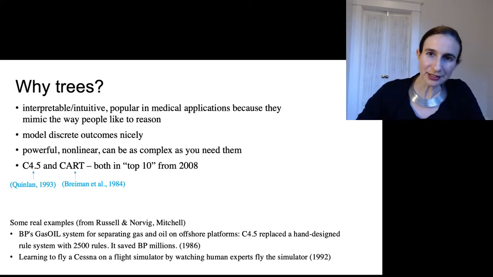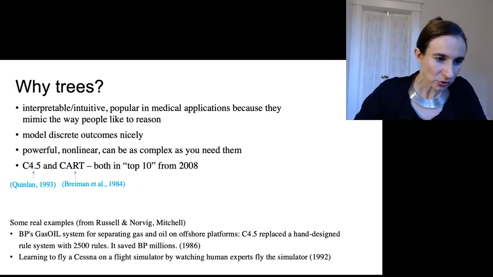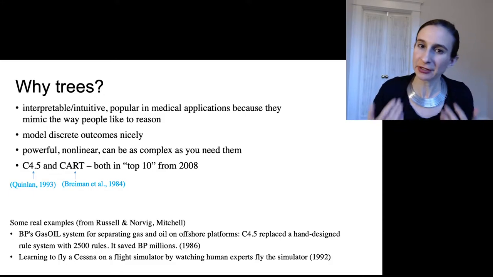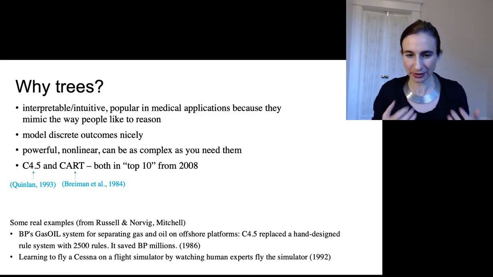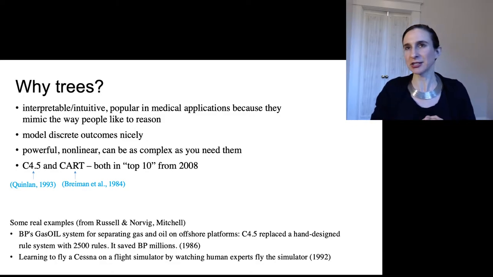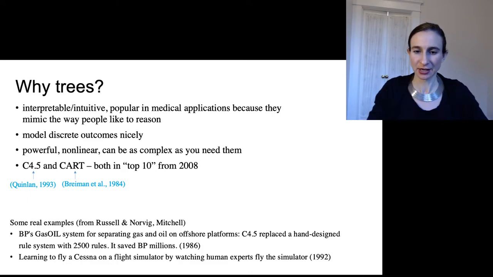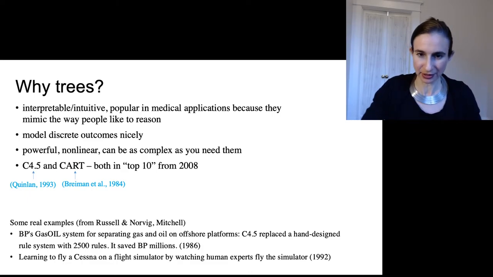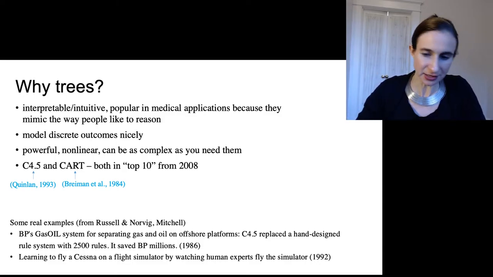Okay, so why do we care about trees? Trees are interpretable. They're really popular in medical applications because they mimic the way people like to reason. You know, you want to think, if the patient, I'll test the patient for this. If the patient has this, then we'll go check this other thing. Otherwise we'll go do this other set of things. Okay. So it's a nice way of thinking about the problem, partitioning it into smaller pieces.